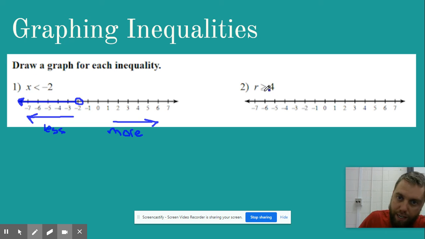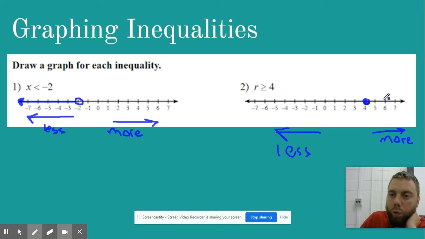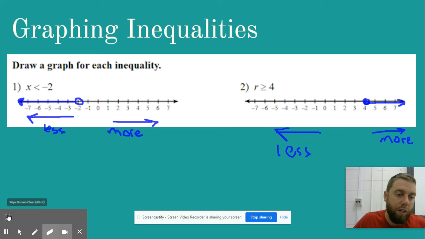This next example, we have r is greater than or equal to 4. So we know we're going to be working with 4, so I'm going to draw a circle there. But because it says equal to, I'm going to fill in that circle. Okay? And it says r is greater than. Well, we know this is greater than or more, and the other side is less. So we know we need to go this way, and we're going to put an arrowhead at the end there. And we're done. We have successfully graphed the inequalities.